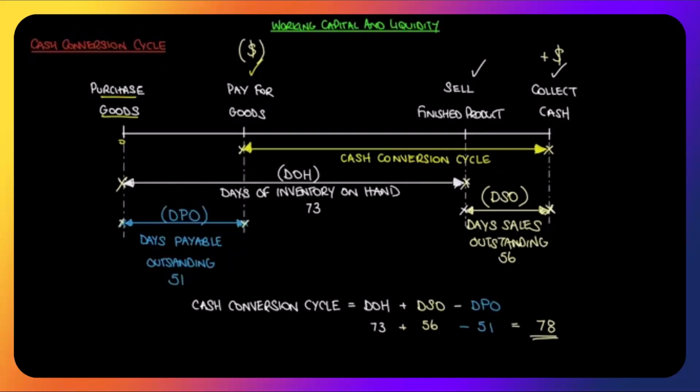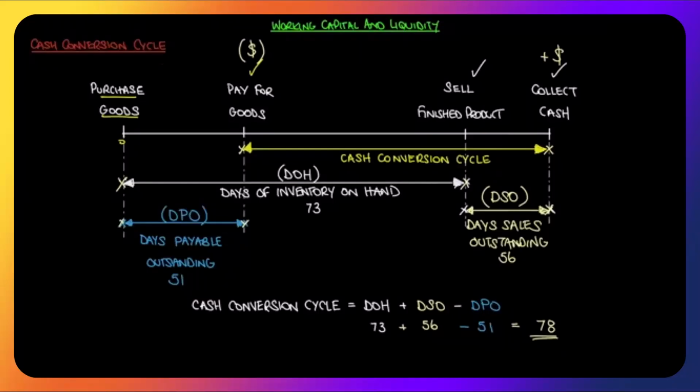Sit back and think about that for a moment. What does it mean? It means we have an outflow 78 days before the inflow. That gap, that cash conversion cycle, needs financing. The longer it is, the more it's going to cost you to finance it. So if we're studying working capital, thinking liquidity, trying to minimize our cost associated with working capital, we will be looking to minimize that cash conversion cycle.